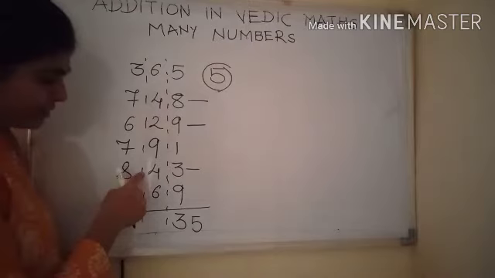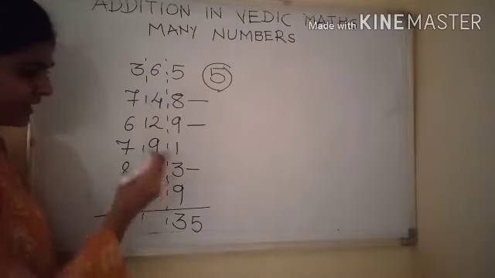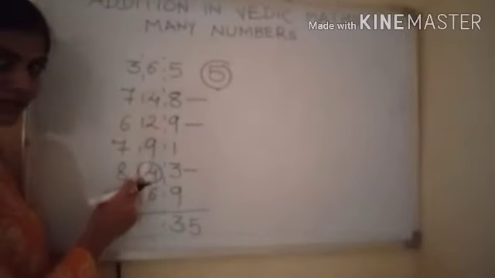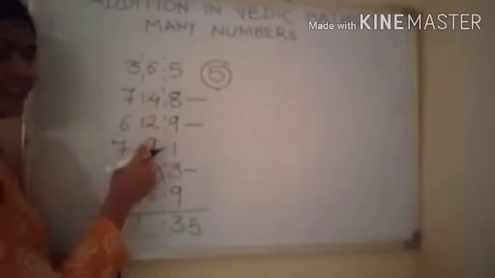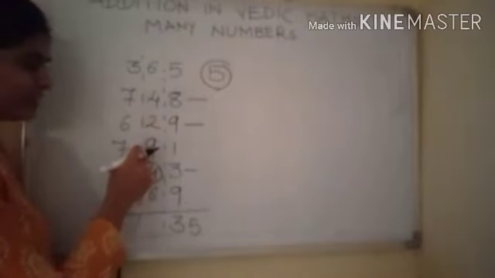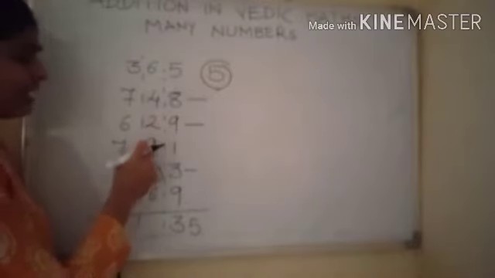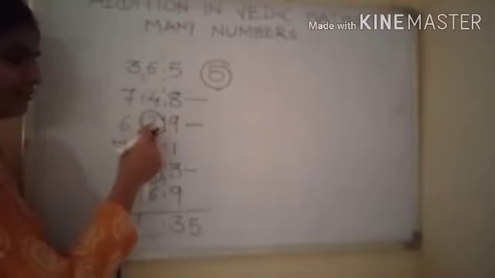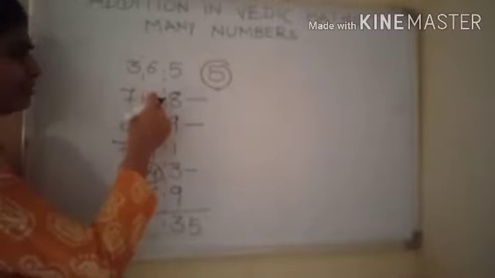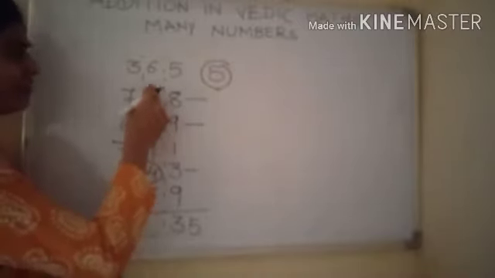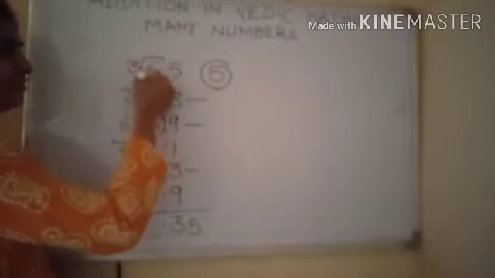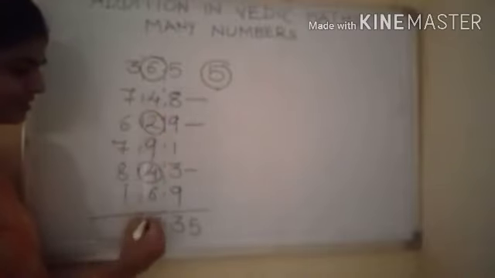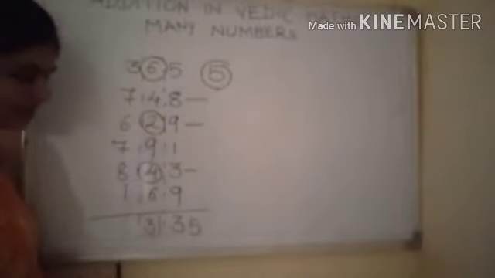Now 6 and 4, it is carry combination. See, we can't keep hyphen, so I am just keeping one round. 6 and 4 is 0 and carry combination. 0 and 9 is 9, that is non-carry combination, so no round. 9 and 2, that is carry combination. 9 and 2 is 1. 1 and 4, 5, non-carry combination, so no round. 5 and 6, that is 1, but it is carry combination, so 1. And how many circles? 3, so write 3 over here.